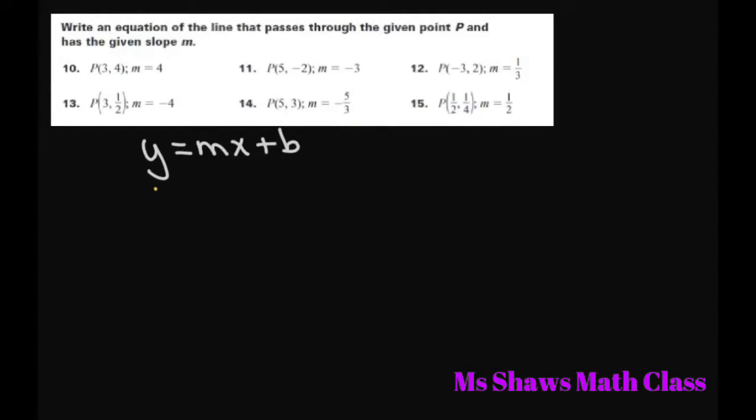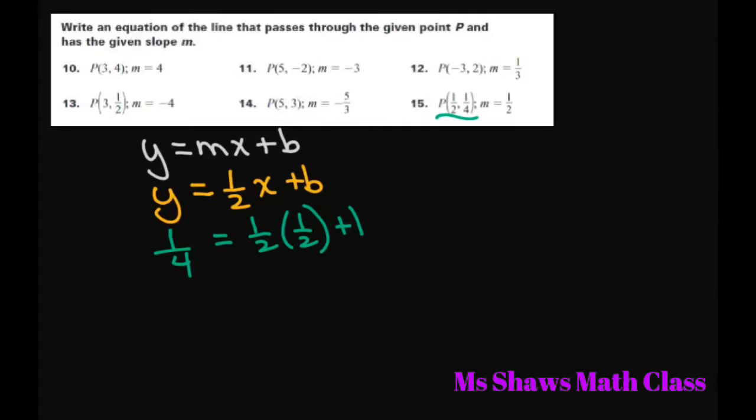So we're going to plug in our slope. y equals 1 half x plus b. We're going to plug in our x and our y. Our y is 1/4, and our x is 1/2. Multiplying, I get 1/4 equals 1/4 plus b. If you subtract 1/4 from both sides of the equation, you're going to get b equals 0. So you have b equals 0.